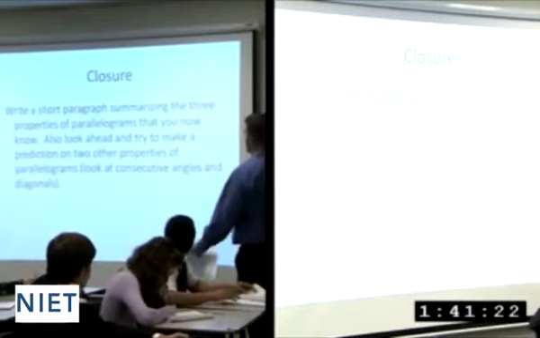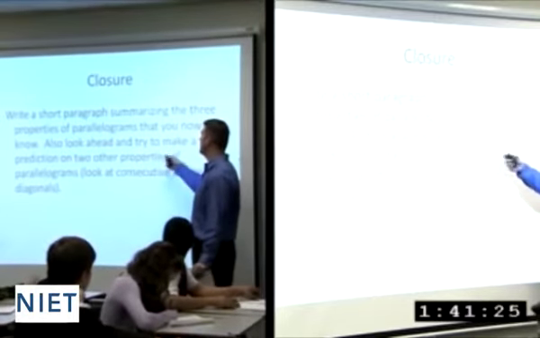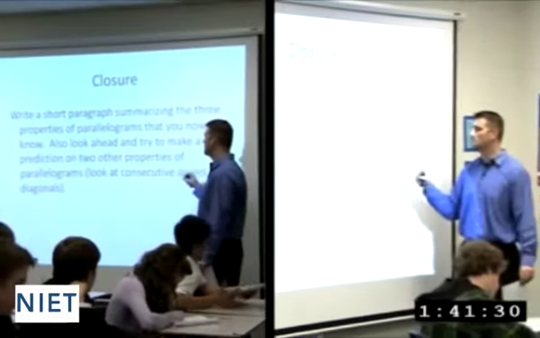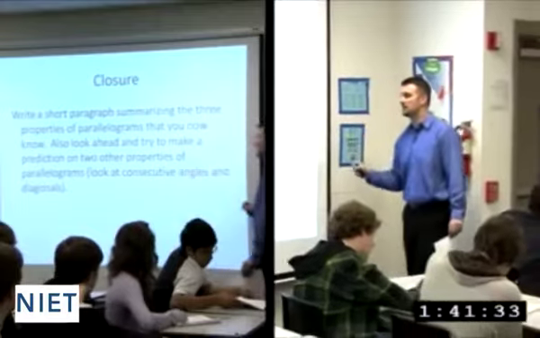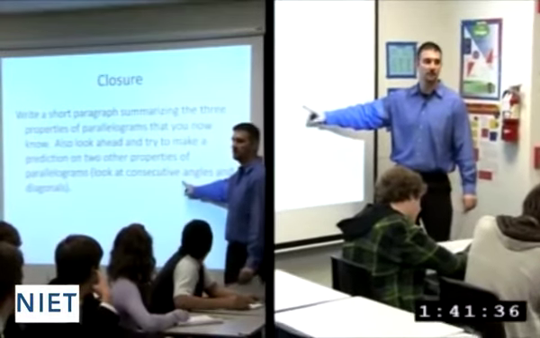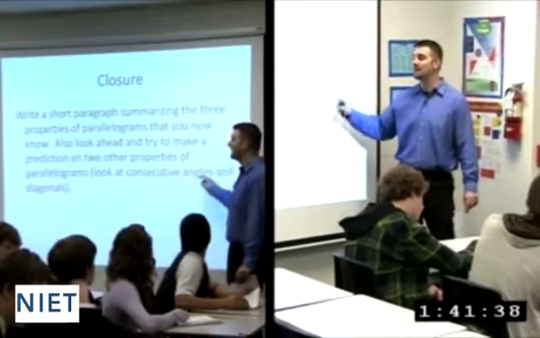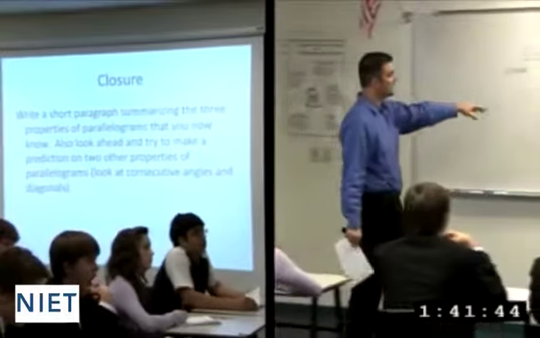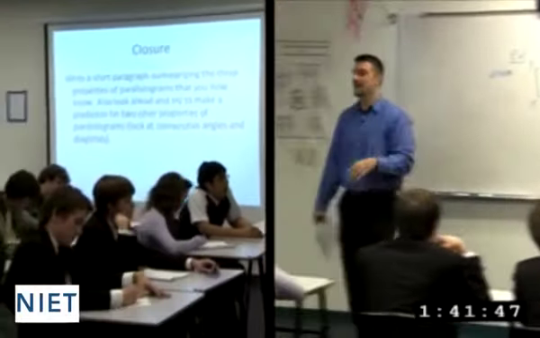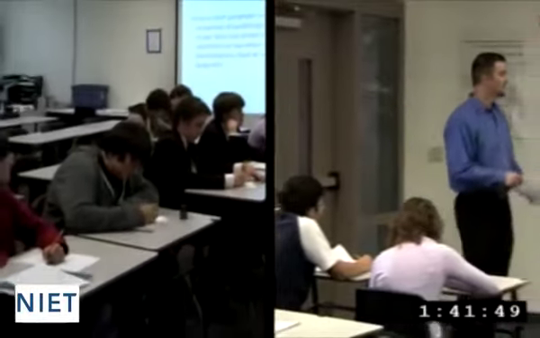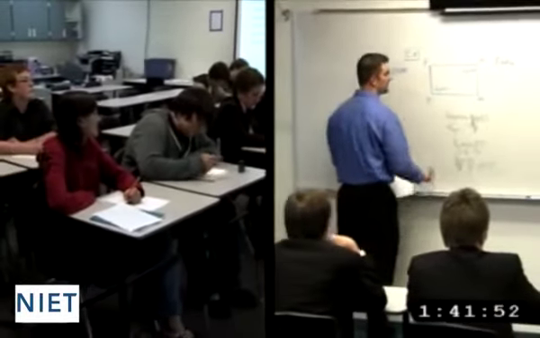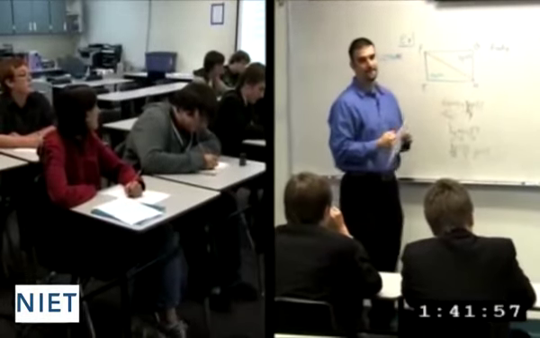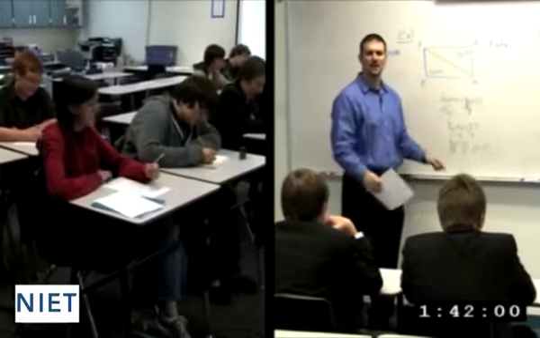And then on the back end of that, take a brief look ahead. You might even need to draw a parallelogram. Try to make a prediction on two other properties that we're going to talk about of parallelograms. And we have this little clue. Always look for the little clues. Look at consecutive angles, that means angles that are next to each other, like F and E on this problem right here. And then look at the diagonals. Diagonals are like FH is a diagonal. See what you think about that. Go ahead. Ready, go.